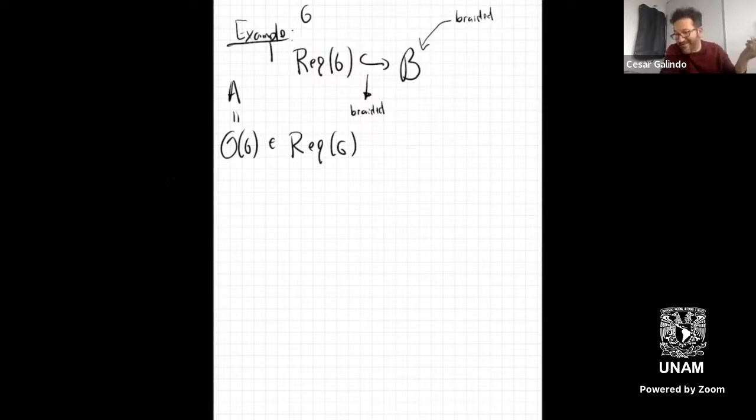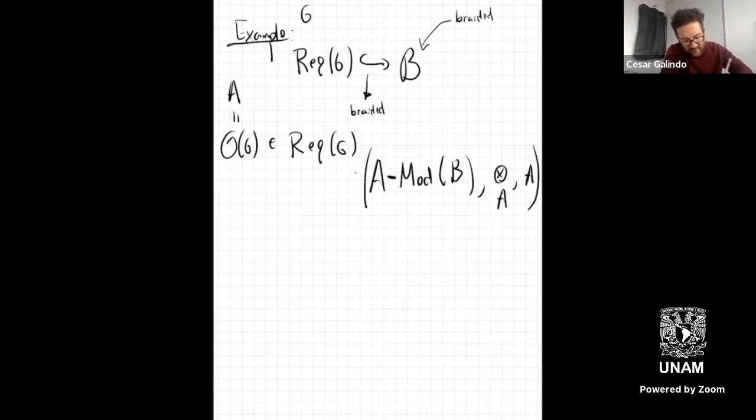So in this case, you can take the category of A-modules in B, because this is again a monoidal category. This is not just a category. You can do the tensor product over A, and this is again a fusion category, and the unit object is the algebra itself. So this is sometimes called B_G, and sometimes it's called de-equivariantization.